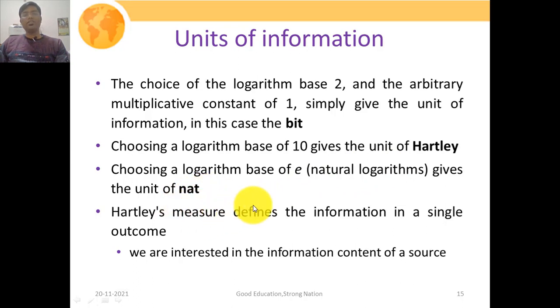So Hartley measures and defines the information of a single outcome. We are interested in the information content of the source. How we get the information content of a source, we will discuss in our upcoming lectures, where we will find the average information associated with any message or the information source. And when we discuss the term entropy, we will get to know how to evaluate the information associated with the source or any single outcome.